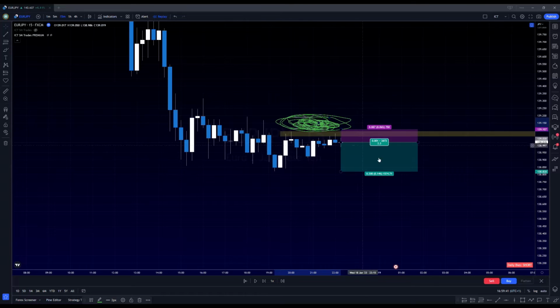So what they do is they push to these levels. They trigger all the stop losses of these retail traders, and when their orders are filled, they want to turn the price to the opposite side to make profit here. So this is the main concept of the smart money.